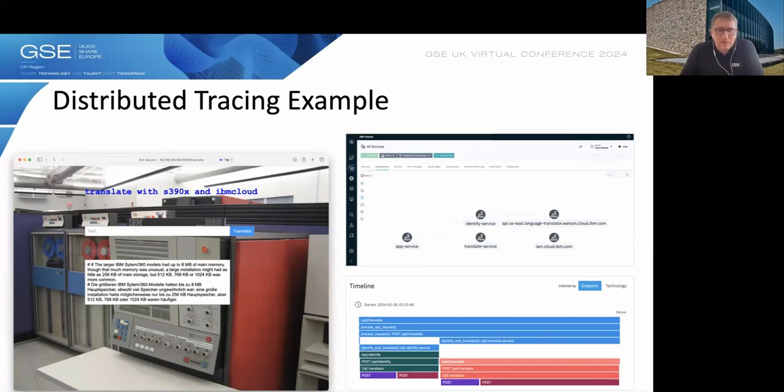And by this little example here, and this is a little reminiscence to 60 years of mainframe, as you can see here, a small program which is running on IBM Cloud on a Linux on IBM C instance, but also making use of the translator service on IBM Cloud. So a small distributed application.